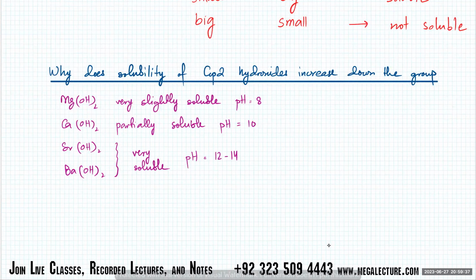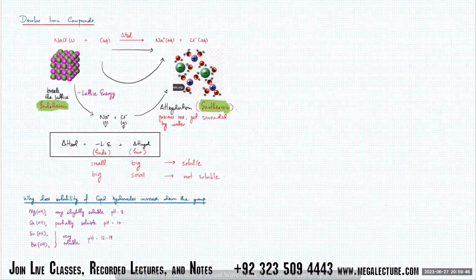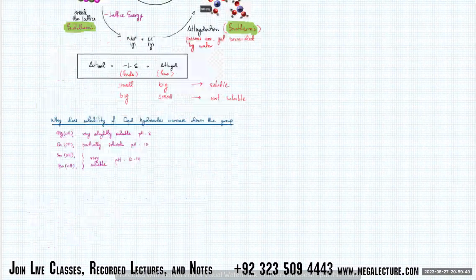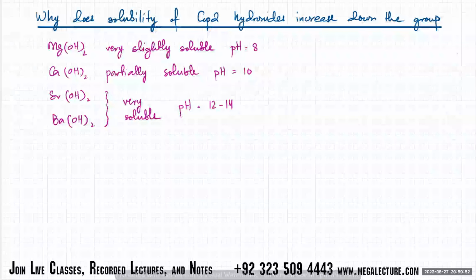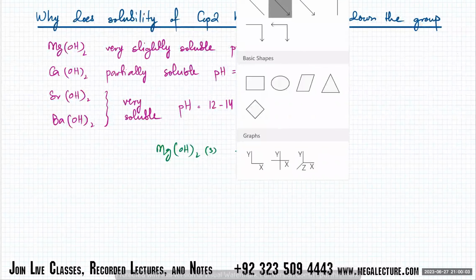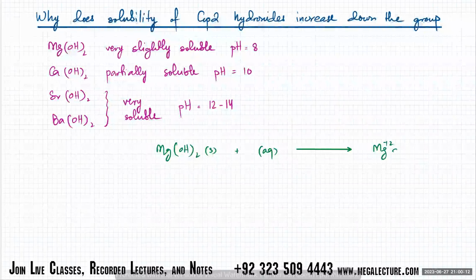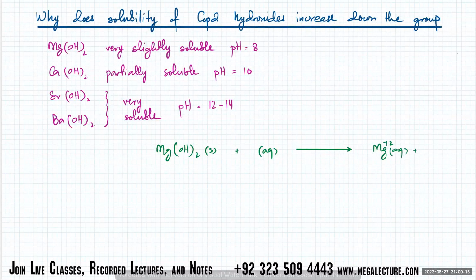Acha, khair, explain karna. You have to explain why is that happening? Why is the solubility increasing? And we're going to use the same cycle that we just drew over here. So explanation yogi, I'm going to draw one for let's say magnesium hydroxide. If I want to dissolve magnesium hydroxide, which is a solid, I'll mix it in water and it will turn into aqueous solution. So it's going to become Mg plus 2 aqueous, and it's going to become 2OH minus 1 aqueous.